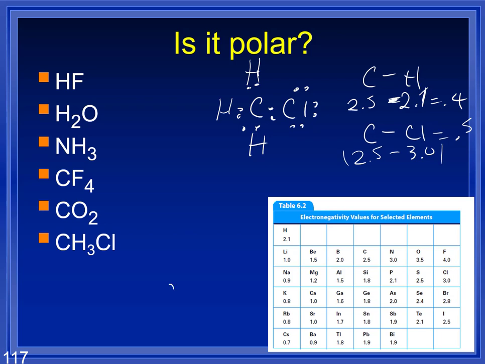Tetrahedral. So I've got carbon with 3 hydrogens and a chlorine. Right? That's what the shape is going to be. And I know that the chlorine's negative and the carbon's positive. And the other 3 are all neutral.